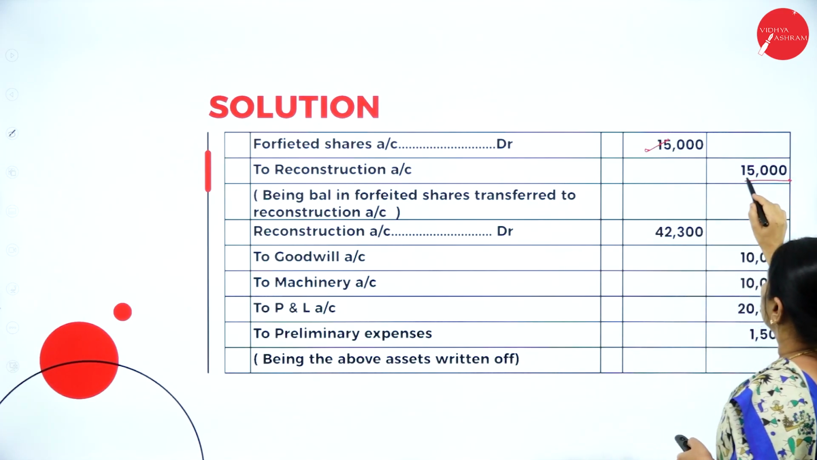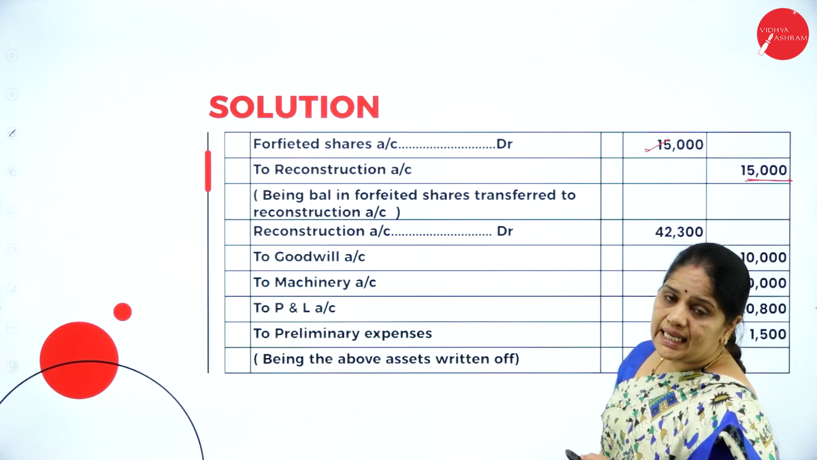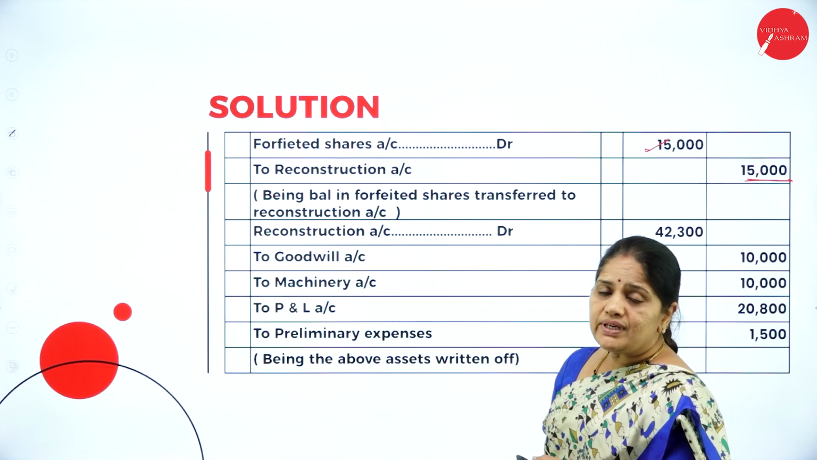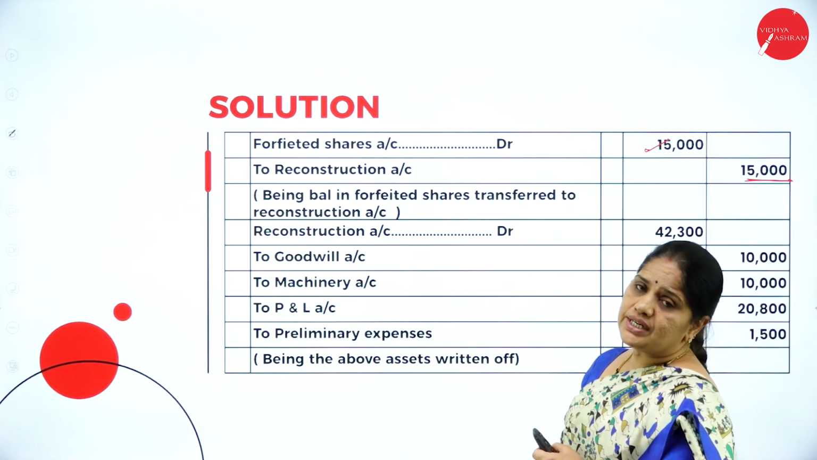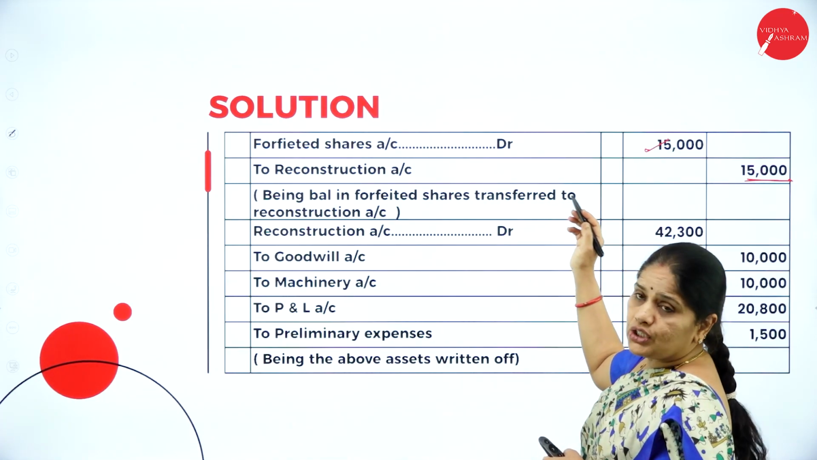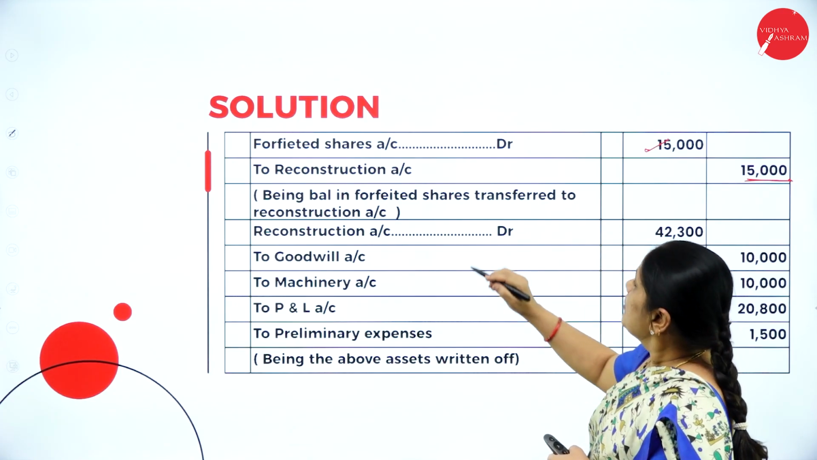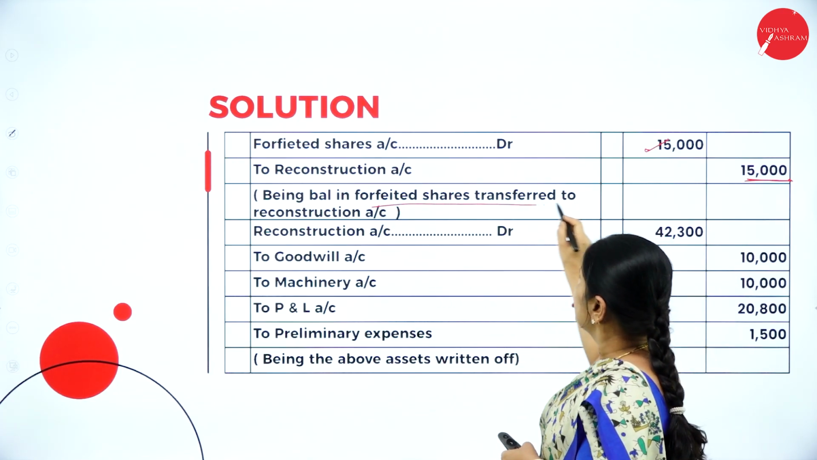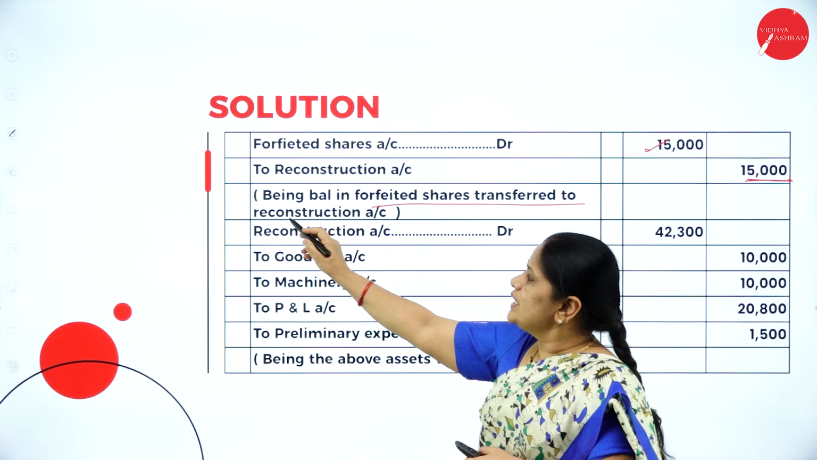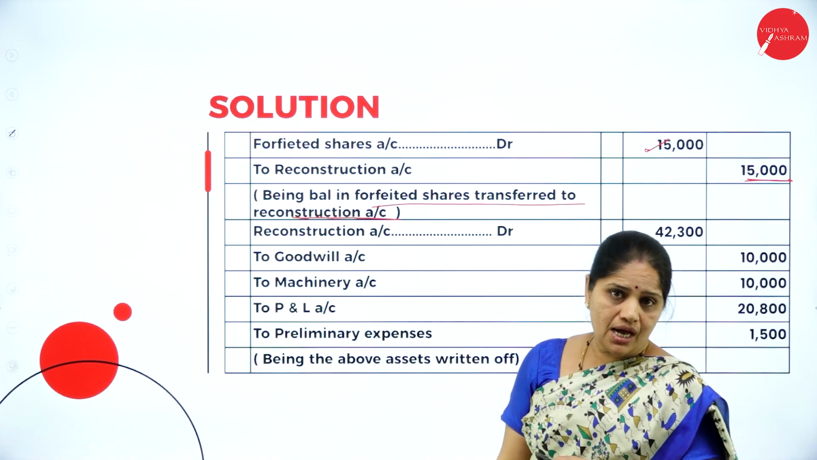So that you will be crediting it to the reconstruction account. So whatever is the balance remaining in forfeited shares account, you credit it to reconstruction account, being balance in forfeited shares account transferred to reconstruction account.